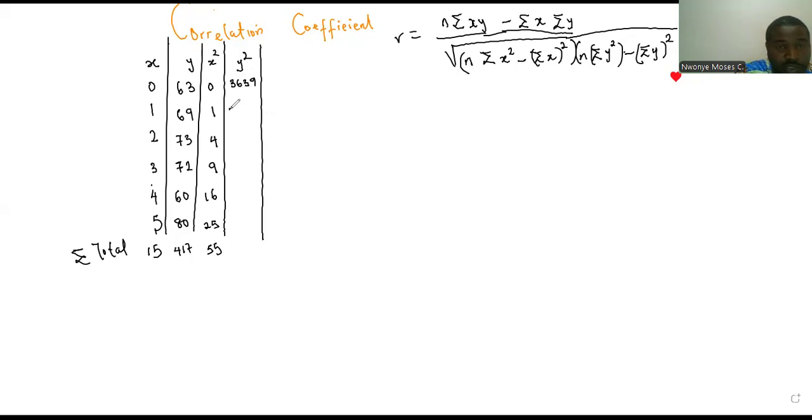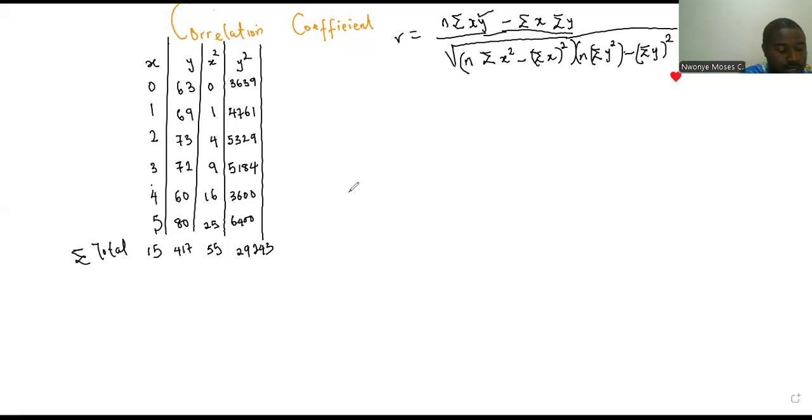3639. This should be 4761, 5329, then 5184, then 3600, 6400. You also get the sum. The sum is around 29,243. Just sum it.